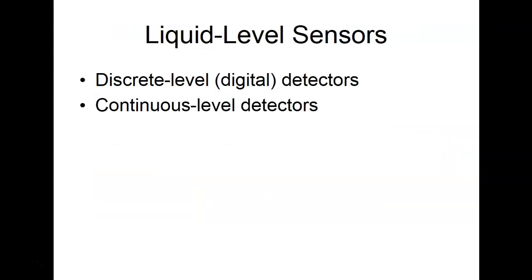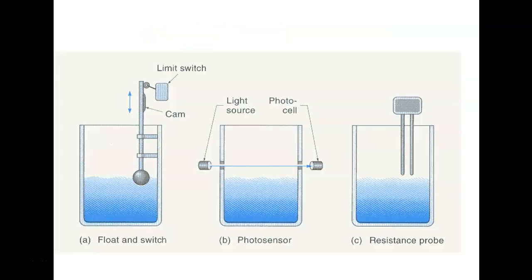We have digital detectors. This is what we're going to use, by the way. And then we have continuous level detectors. These would be analog. Everybody okay there? The one we have is digital. And it's just going to be a float. It's a very simple one.